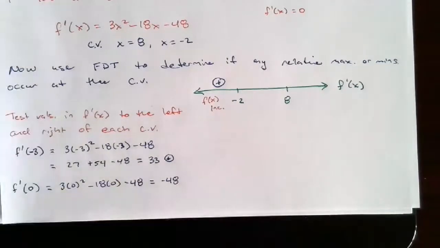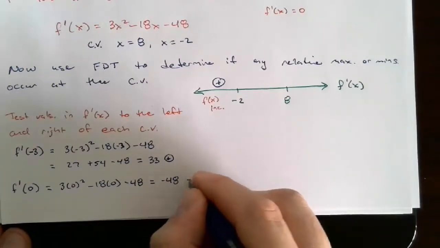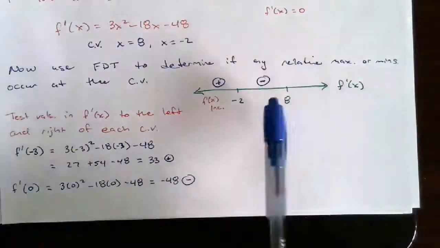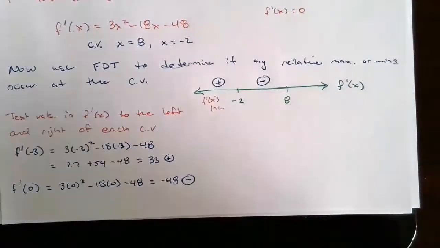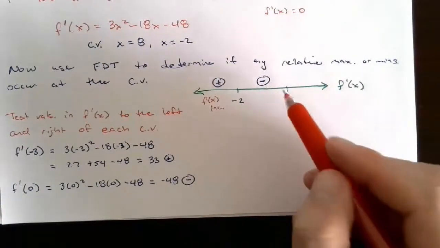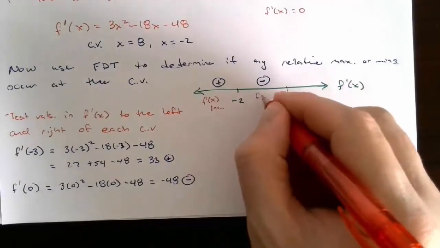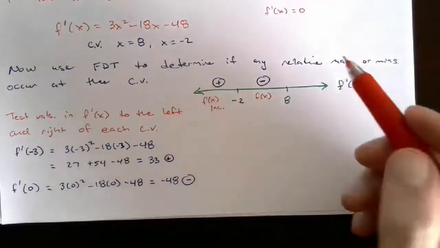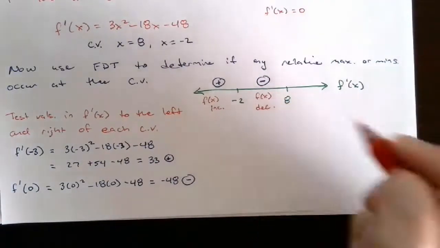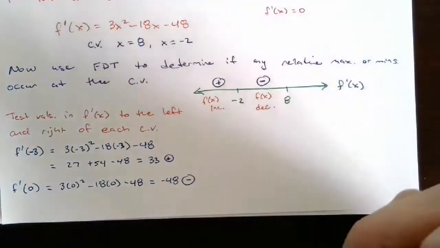Well, what do I care about? What's important is the sign. This is a negative number, so I'm going to put a negative sign here between -2 and 8. That tells me f prime is negative between -2 and 8, so the slopes of the tangent lines are negative there. Negative slopes mean the function is moving downward from left to right, so it's decreasing. So the first derivative being negative tells you the original function is decreasing there.